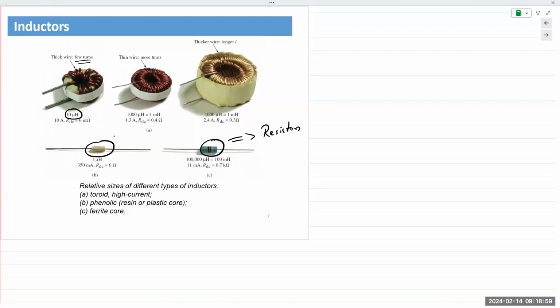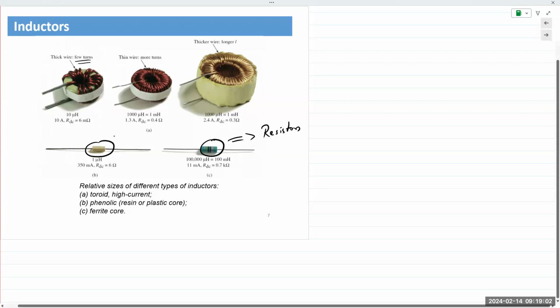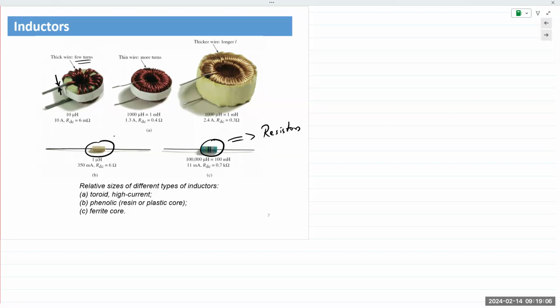However, notice the thickness of that wire. Notice the thickness of this coil compared to the one in the middle. That thickness has the capability to carry high current. So the current carrying capability of this is 10 amps. 10 amps is a huge amount of current. In typical electronic circuits, the current is in the order of milliamps.